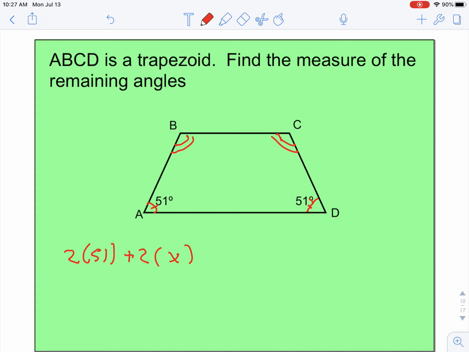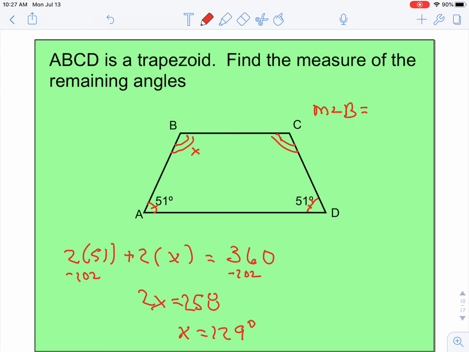So we know that 2 times 51 plus 2 times the angle we don't know, we'll call it X, has to equal 360 degrees. So now when I subtract 102 from each side, I get 2X equals 258. Now I divide and I get X equals 129 degrees. So the measure of angle B equals 129 degrees, and the measure of angle C equals 129 degrees.